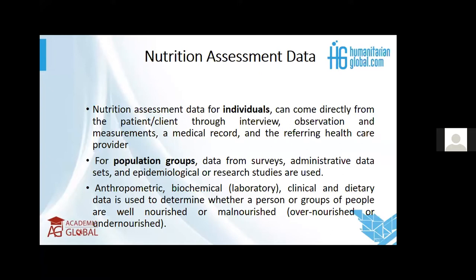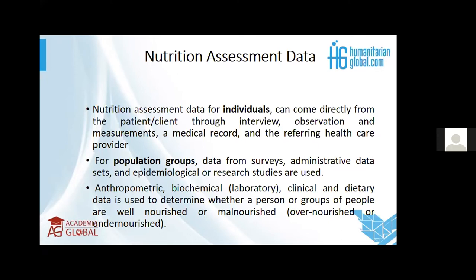When we get information for population groups, this information can be obtained from surveys, from administrative data sets, and from studies such as epidemiological or research studies. That is where we usually get some of this assessment data that can be analyzed and interpreted to show the nutrition-related problems that these individuals or groups may have. So in this session, we are going to explore the methods that we, practicing nutritionists and dietitians, usually apply to get this data.